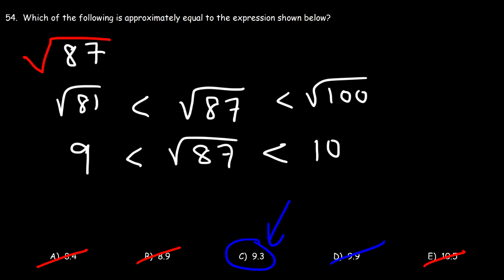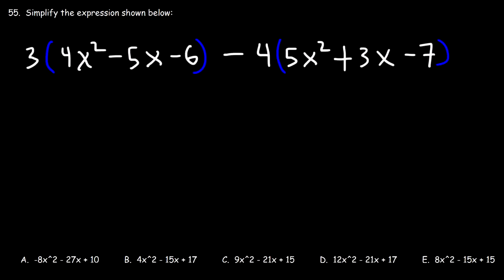Now, the simplest way to get the answer is just to use your calculator and type in the square root of 87. If you do so, you're going to get 9.3274 if you round it to this decimal place. So 9.3 is a good approximation. Now let's move on to the next problem.